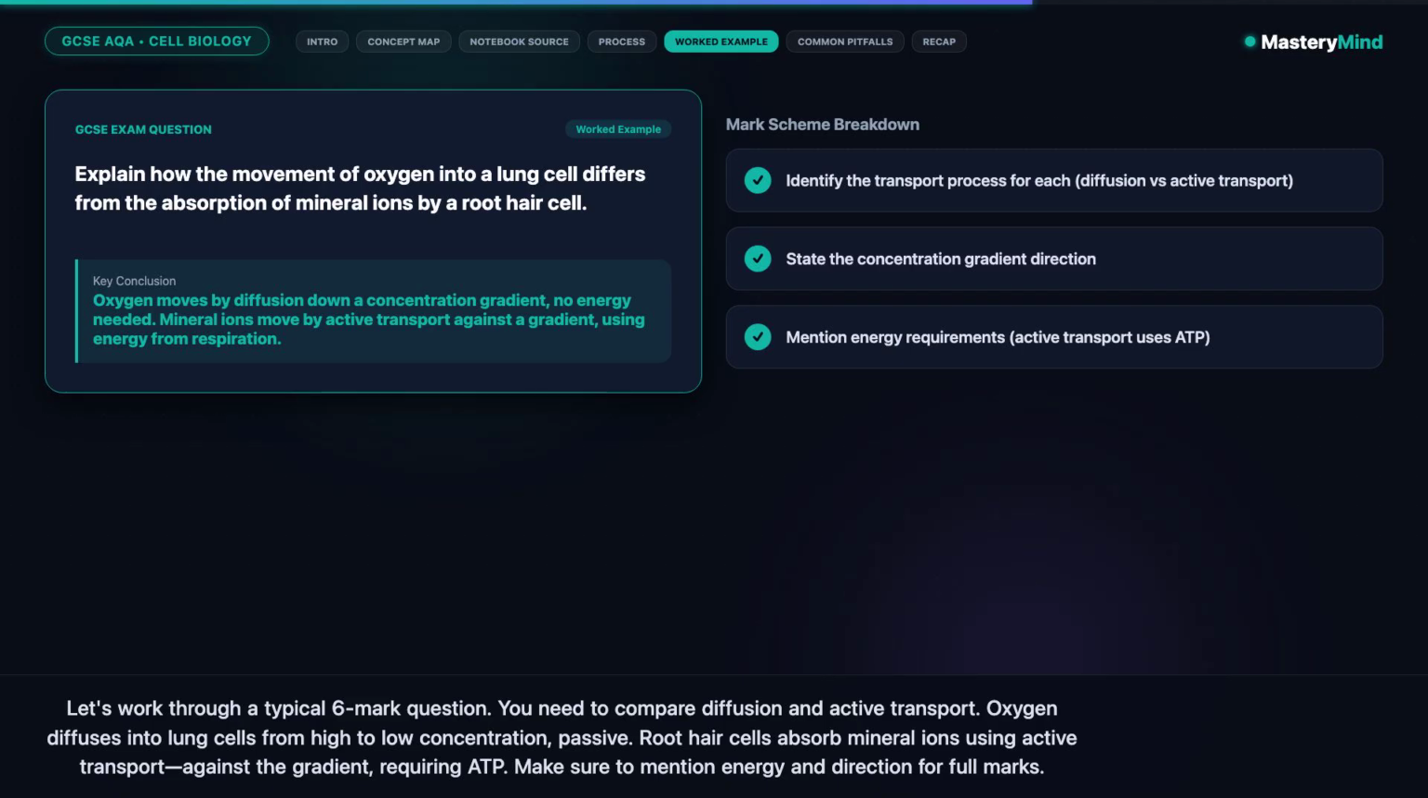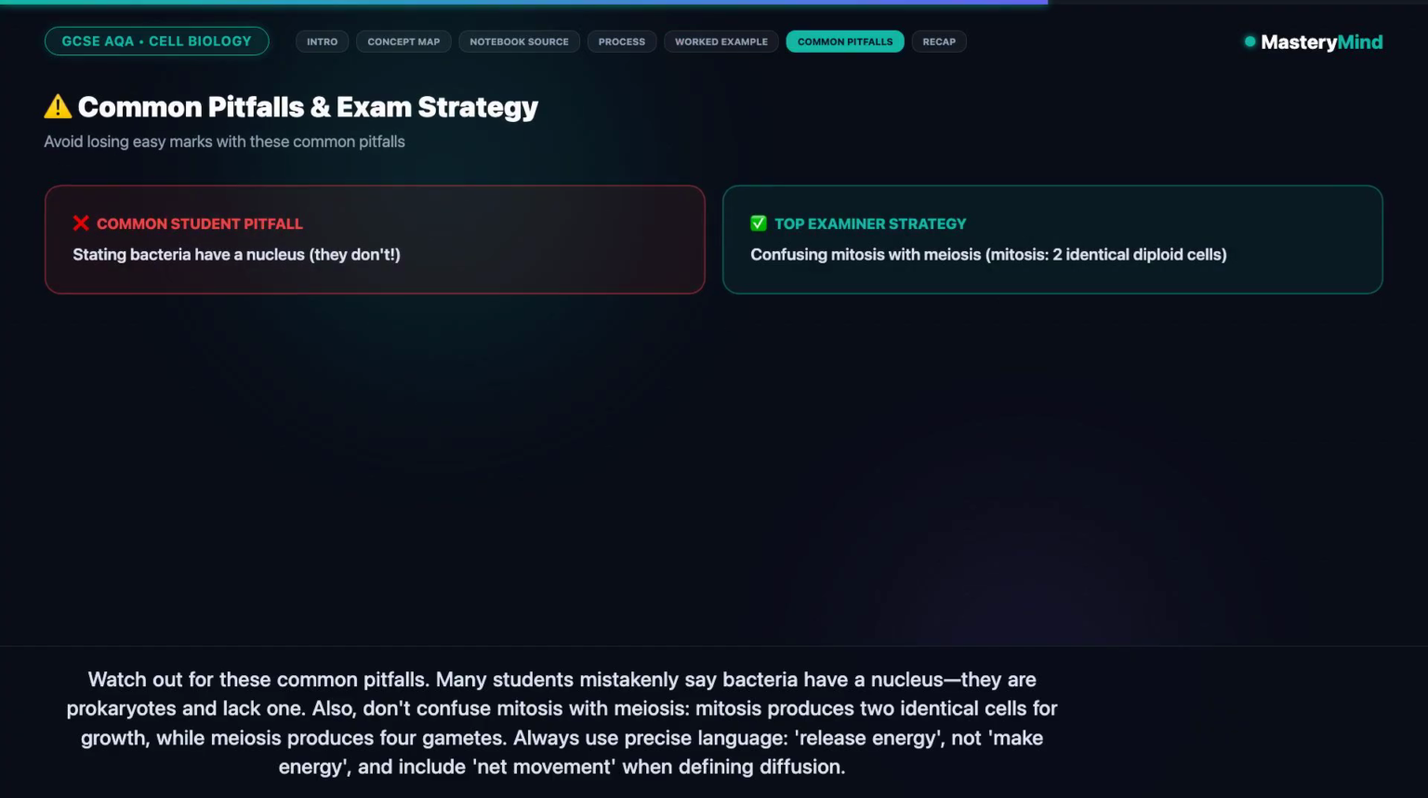Watch out for these common pitfalls. Many students mistakenly say bacteria have a nucleus, but they are prokaryotes and lack one. Also, don't confuse mitosis with meiosis. Mitosis produces two identical cells for growth, while meiosis produces gametes. Always use precise language: release energy, not make energy, and include net movement when defining diffusion.